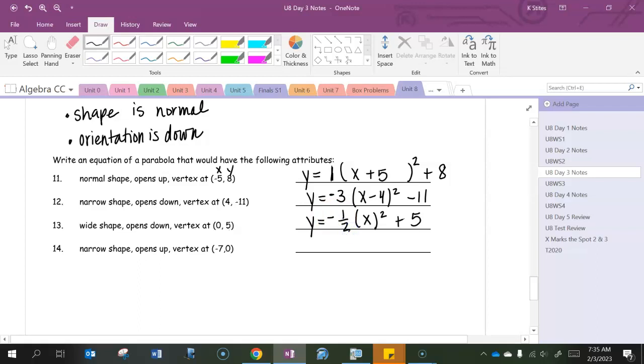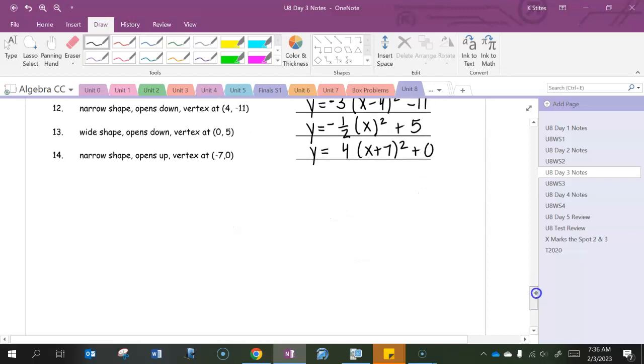And last one, I have a narrow shape opening up, vertex at -7, 0. Okay, again, you're going to change your x coordinate. Your y coordinate is 0, so if you want to put a +0, you can, but you don't need to. It's opening up, so that's a positive. Narrow shape, again, you need some sort of number more than 1, so something like this would be fine.